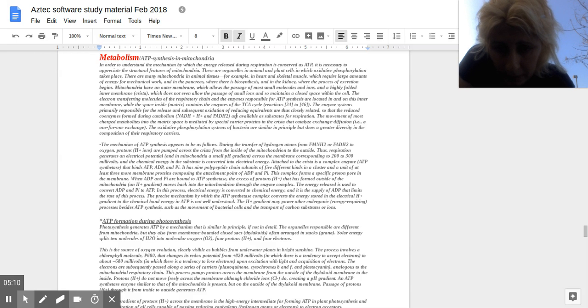The precise mechanism by which the ATP synthesis complex converts the energy stored in the electrical hydrogen positive gradient to the chemical bond energy in ATP is not well understood. The hydrogen gradient may power other endergonic or energy requiring processes besides ATP synthesis, such as the movement of bacterial cells and the transport of carbon substrates or ions.